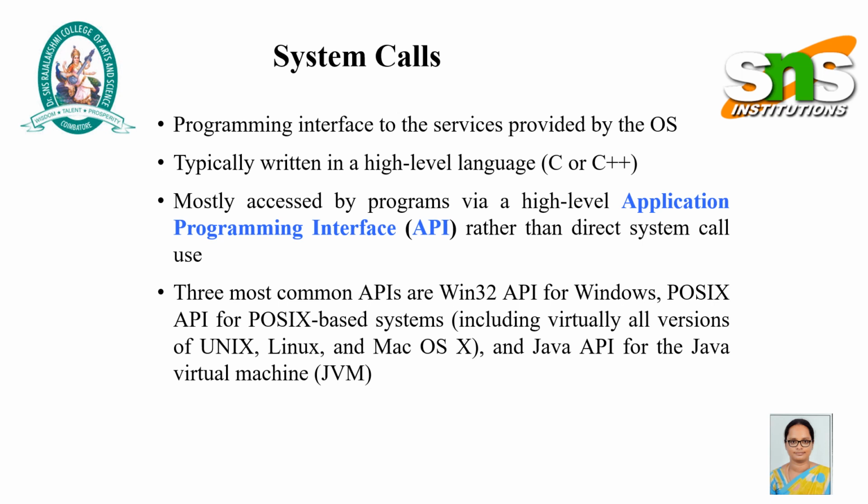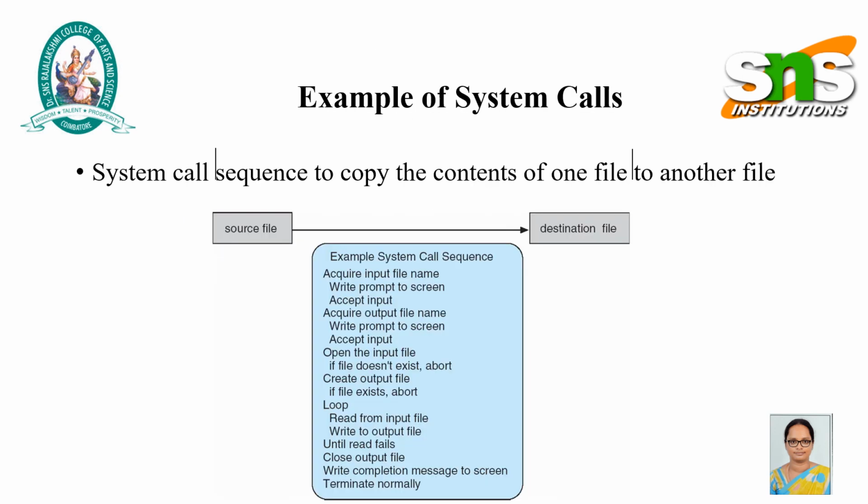First one, system calls. It is a programming interface to services provided by the OS. It is written in languages like C and C++, mostly accessed by programs via a high-level application programming interface rather than direct system call use. The three most common APIs are Win32 API for Windows, POSIX API for POSIX-based systems, and Java API for the Java Virtual Machine.